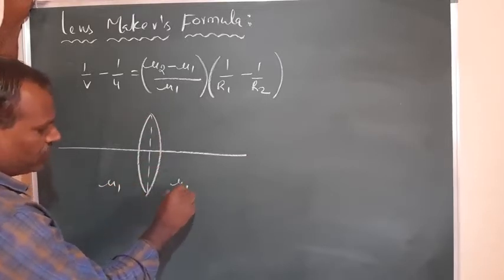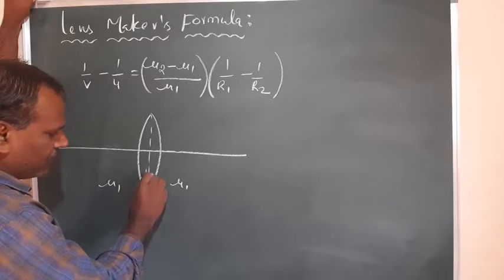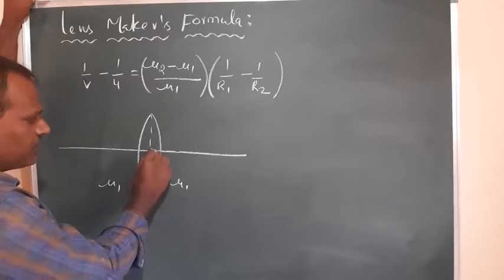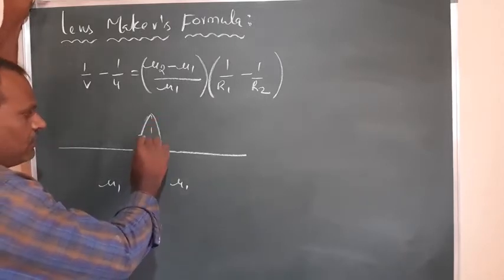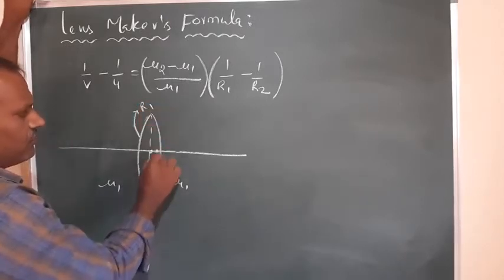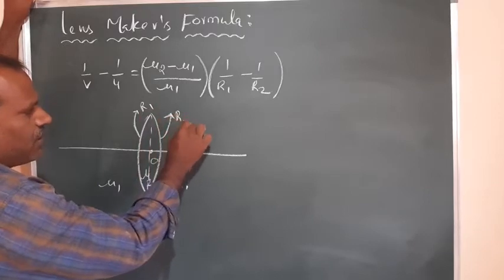This is also mu1. The lens, the glass material, will have the refractive index mu2. This is the optic center, let it be O. For this curve, the radius of curvature is r1. For this curve, the radius of curvature is r2.